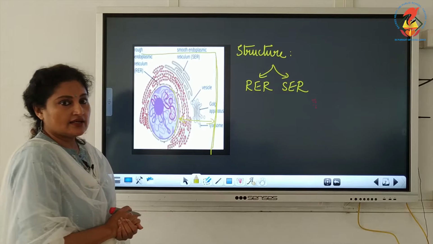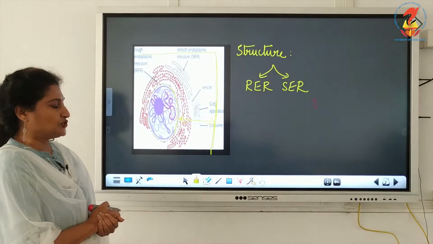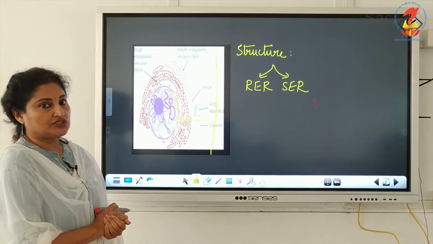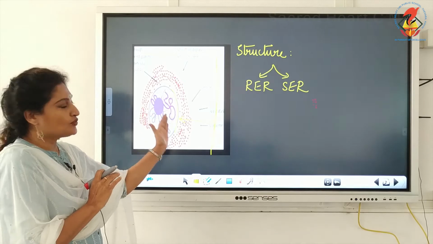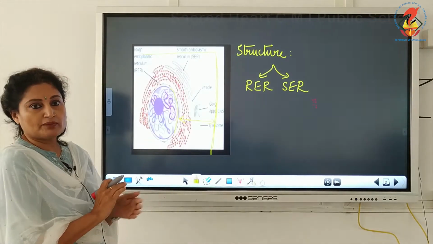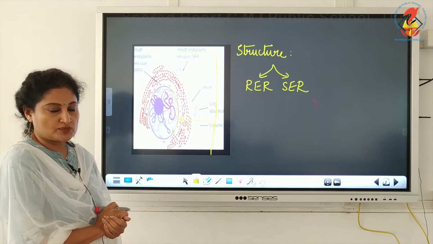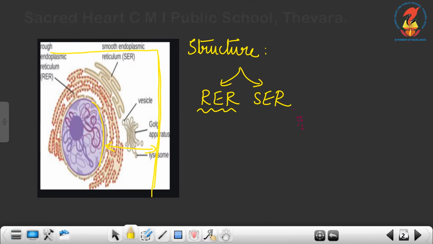So once again, endoplasmic reticulum is a network of tiny tubes or reticulum of tiny tubes scattered in the cytoplasm. It is stretched from the nuclear membrane to the plasma membrane. The tubes close to the nuclear membrane are associated with ribosomes and they are called rough endoplasmic reticulum, and those tubes which are away, that is towards the plasma membrane, are not associated with ribosomes and they are called the smooth endoplasmic reticulum.